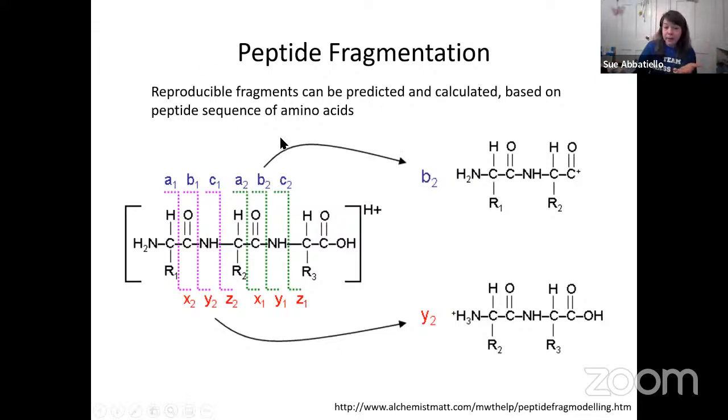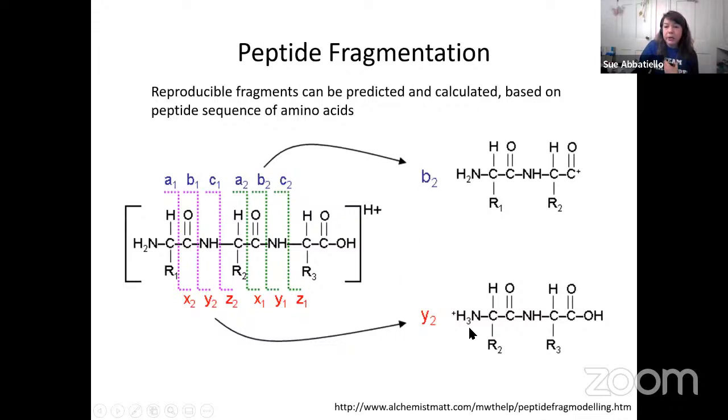Then when we take the peptides and we fragment them, we tend to fragment across the amide bond next to the carbonyl and this nitrogen, and we generate b ions where the charge is retained on the N terminus, and y ions where the charge is retained on the C terminus.